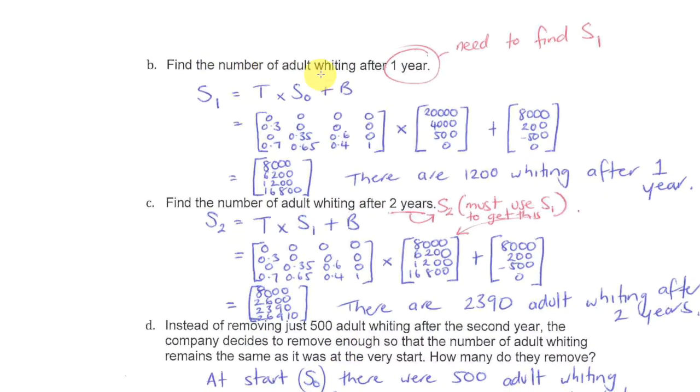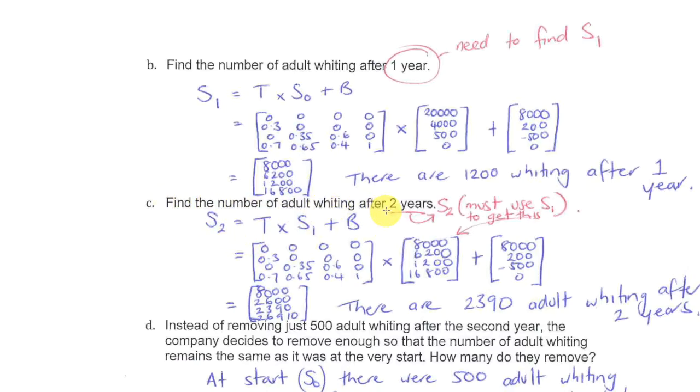Find the number of adult whiting after 1 year. So we've got S of 1 equals the transition matrix multiplied by S0, the status of what we had immediately before, plus the culling restocking matrix. If we do that calculation on our CAS, you'll come up with this matrix. We are after the number of adults, so that's eggs, babies, and adults. You can see there are 1,200 adults after 1 year.